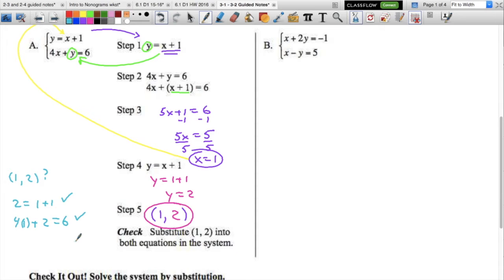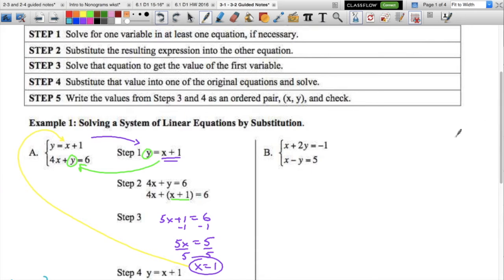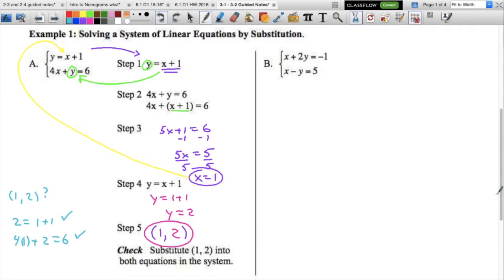Let me try another one over here. Notice step 1 is going to become important in this one because it says solve for one variable in at least one equation. Notice on A, they already give us y equals. They already give it to us. In B, we have to figure out which one we want to solve for. Do you want to solve for x? Do you want to solve for y? Which equation do you want to solve? These are your choices. There's a lot of choice in this, but it sometimes becomes difficult to teach because there are so many different methods.